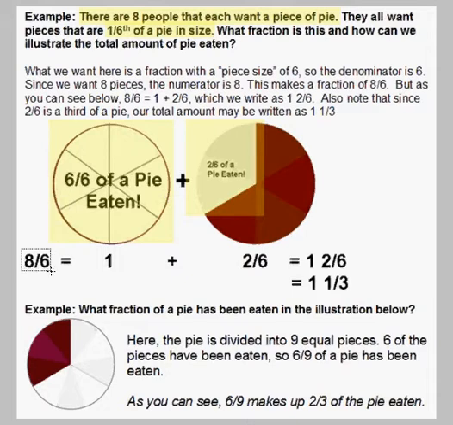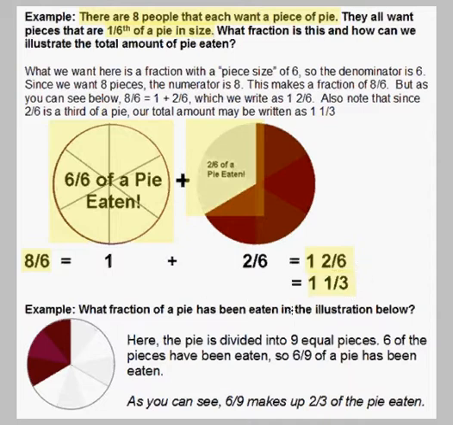Well, you see 8/6 is 1 plus 2/6, or we write that as a mixed number, 1 and 2/6. Furthermore, you can see that 2/6 of a pie is 1/3 of a pie. So what we really have done here is eaten 1 and 1/3 of a pie.